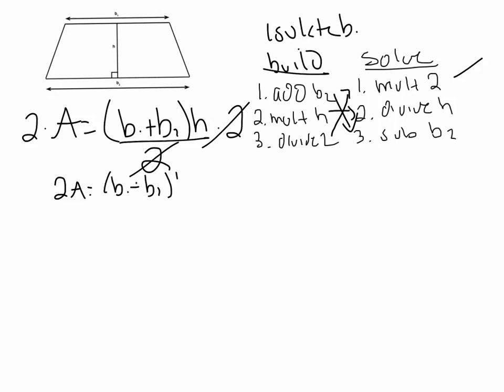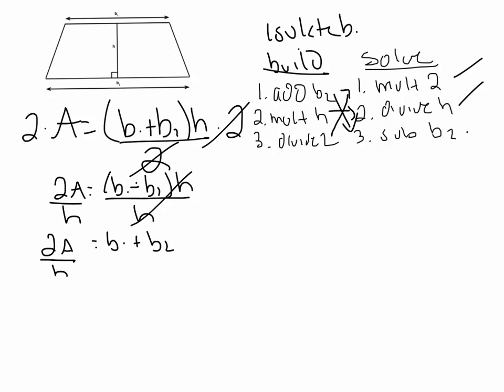The 2's cancel out on the right, so I'm left with 2 times the area equals base 1 plus base 2 times the height. Next, I'm going to divide both sides by the height, so I'm going to divide the right side and the left side by the height. Heights on the right side cancel out, so I'm left with base 1 plus base 2 on the right equals 2 times the area divided by the height.